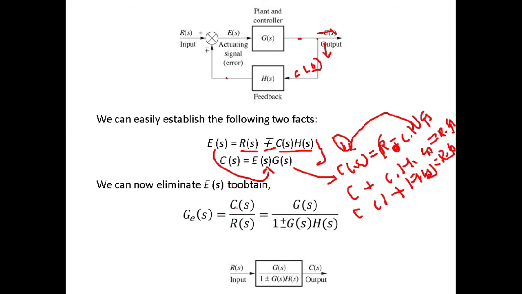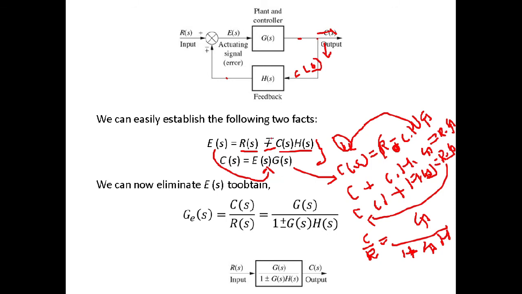Now we have to take the ratio of C by R. So C is right here, just take R in the denominator, it will be C by R, and it will give you G divided by 1 plus GH. That is what right here, G divided by 1 plus GH. Here we have considered minus sign, that is why the sign here is plus. If we had considered plus sign, in that case it will be minus. So that is why here you can see minus or plus, here it is plus or minus.